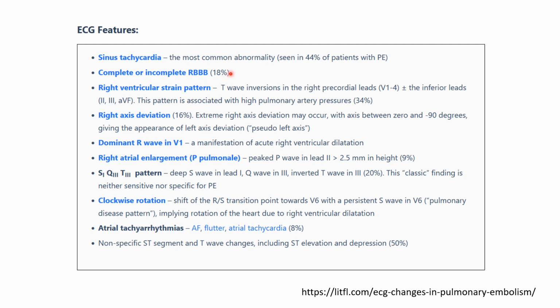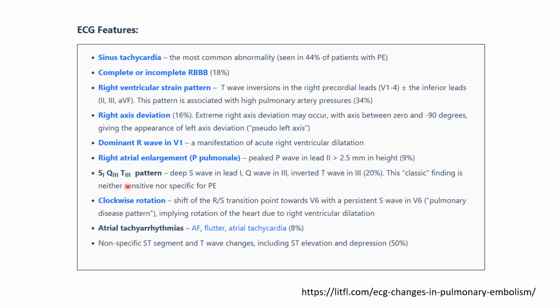And then you may see your blocks, the right-sided blocks. You might see right ventricular strain. Again, I said there's overlap between the strain and the hypertrophy. You may see right axis deviation. You might see a dominant R wave in V1, which you also see in hypertrophy, right? You might see P pulmonale, which is a P wave.